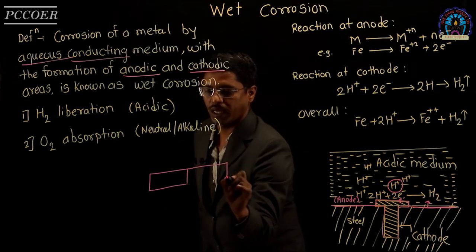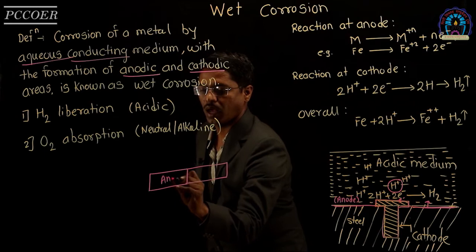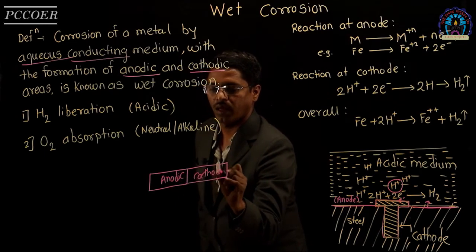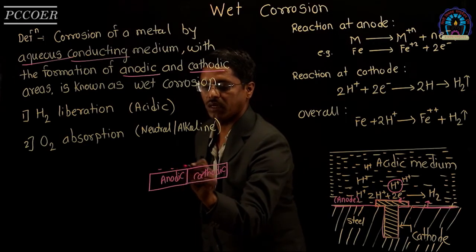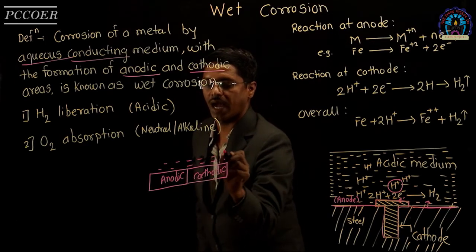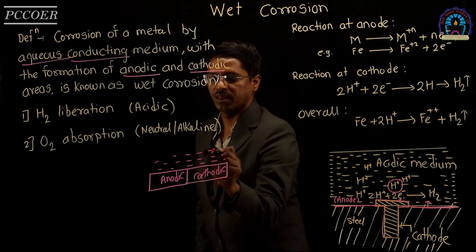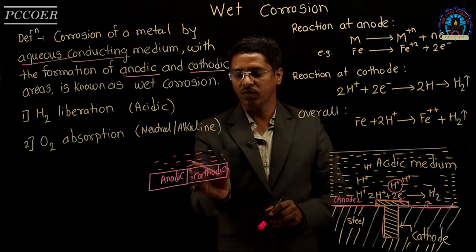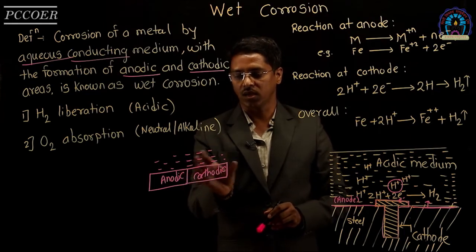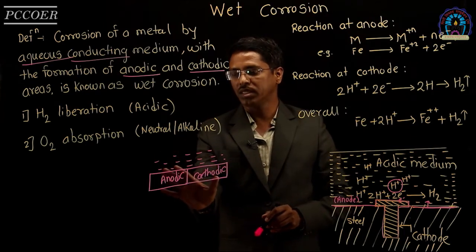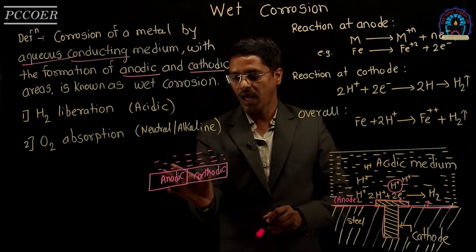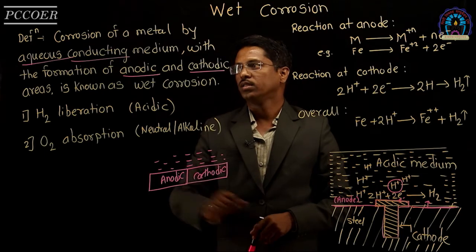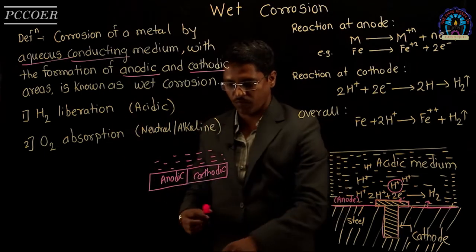Suppose the anodic area and cathodic area are in contact with each other and they are also in contact with the aqueous conducting medium, there is a formation of a galvanic cell. Another type of cell is a concentration cell corrosion. Whether it is a galvanic cell corrosion or concentration cell corrosion, the mechanism is one and the same for both of them.